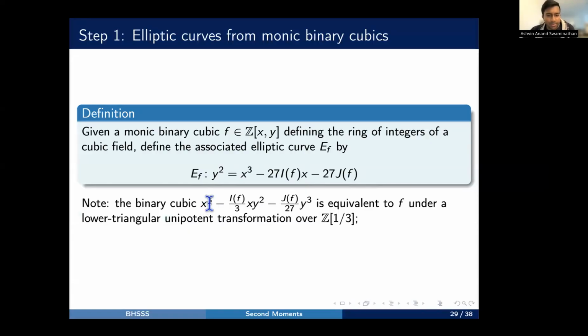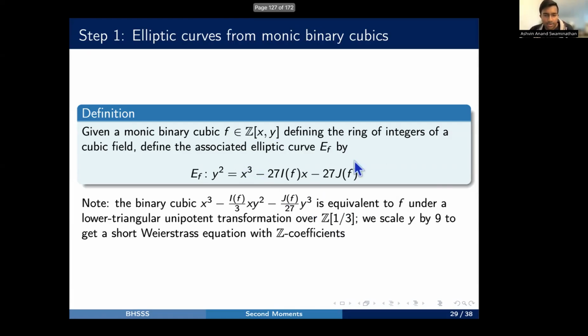And this binary cubic form x cubed minus I of f over 3 x y squared minus J of f over 27 y cubed is equivalent to the binary cubic f under a lower triangular unipotent transformation over Z adjoined 1/3. And then the way we get this cubic in the elliptic curve is just by scaling the y variable by 9 to get a short Weierstrass equation with integer coefficients. That's how we get that. Okay, so that's how you associate an elliptic curve to a monogenized cubic field.